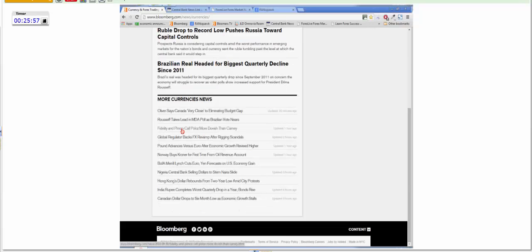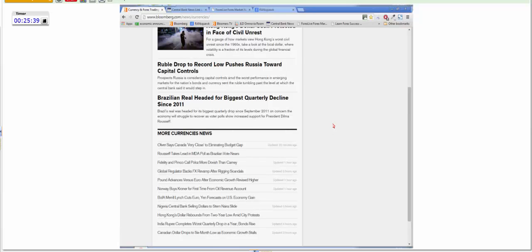For example, this one here, you can see this headline: Fidelity and PIMCO called Poloz more dovish than Carney. So effectively, that's the Bank of Canada versus the Bank of England. So they're saying the Bank of Canada is more dovish, which means they're more likely to lower rates than the Bank of England. So that means buy pound CAD. Okay, just little things like that give a very good understanding of what's moving the markets, which way to trade.